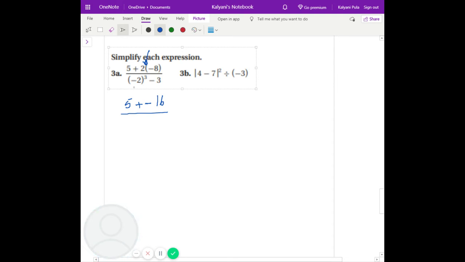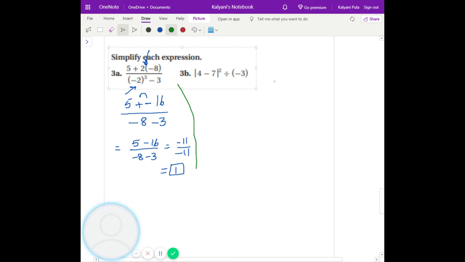And on the bottom, the exponent is there. We're going to do that, which is negative 2 cubed is negative 8, minus 3. But positive times negative is negative, so I can write this down here: 5 minus 16 over negative 8 minus 3. So 5 minus 16 is negative 11, and then negative 8 minus 3 is also negative 11. So the negatives cross out, and you get 1 here. Okay, that's good.